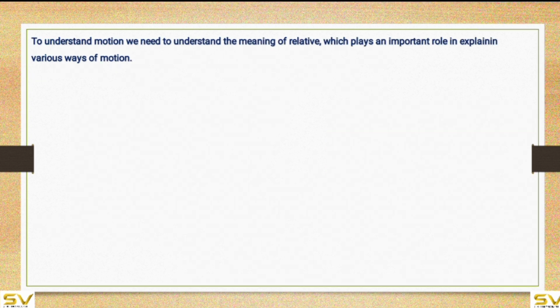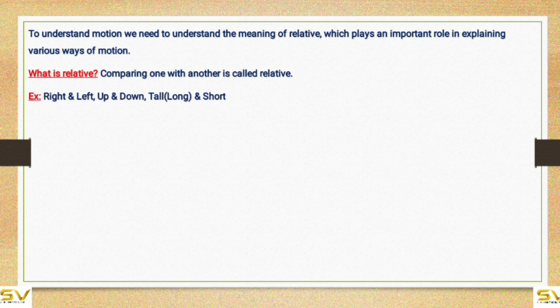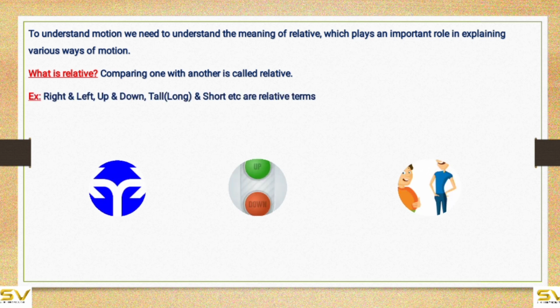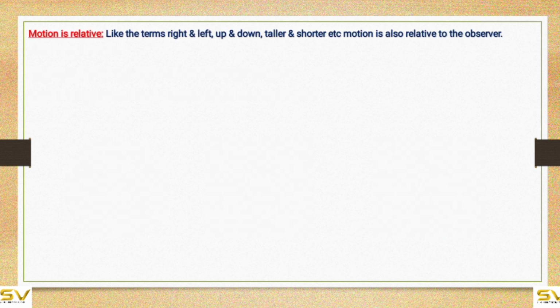To understand motion, we need to understand the meaning of relative, which plays an important role in explaining various ways of motion. What is relative? Comparing one with another is called relative. For example, right and left, up and down, tall and short, etc. are relative terms. Motion is relative.